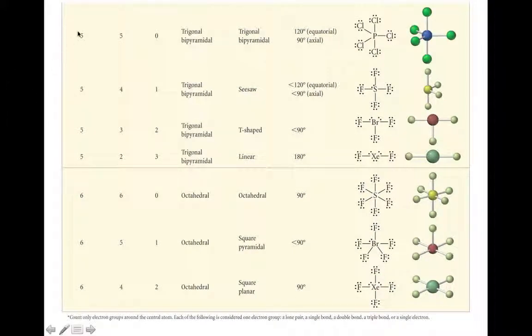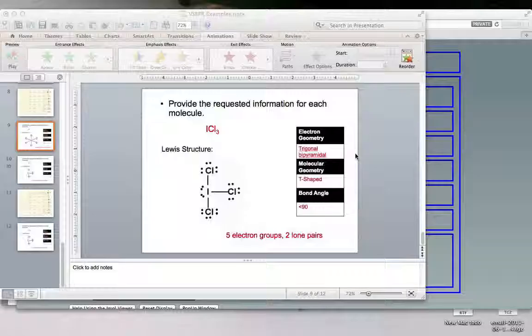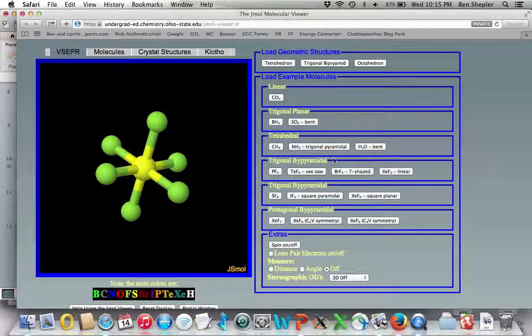So 5 electron groups tells me that the electron geometry is trigonal bipyramidal. 2 lone pairs tells me that the molecular geometry is T-shaped. And so remember, in these trigonal bipyramidal molecules, when I have lone pairs, it's the equatorial atoms that come off first, not these axial atoms. All right, and so here's our answers.